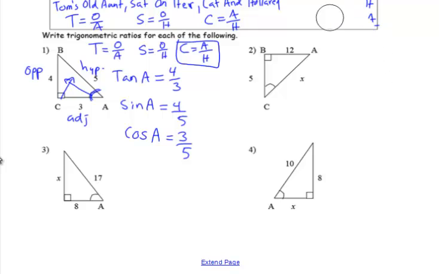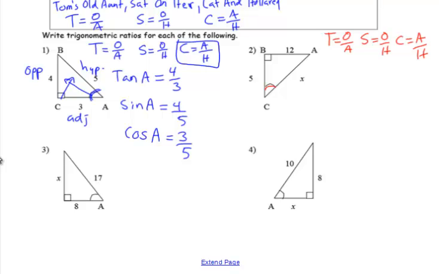Here we are again, a new question. So I want to bring into the space these things: Tom's old aunt sat on her cat, and hello. All right, I just want them right there. I want to be able to see that. And then I want to identify what those sides are.